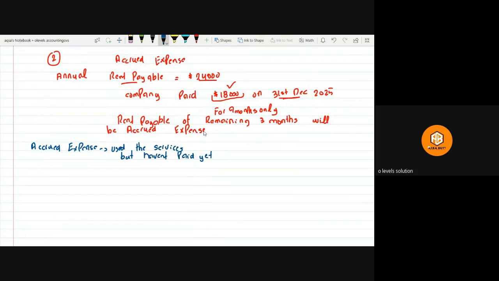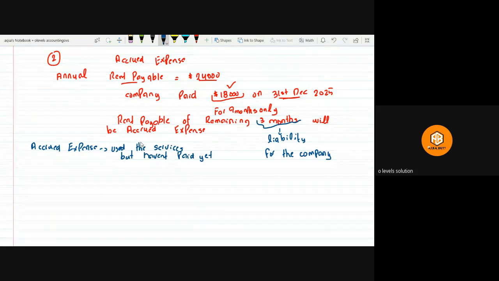But in the income statement, you need to record the $24,000. The matching concept says that you need to write the annual expense, whether you have paid it or not. There is no connection. So this is the real expense. Now the remaining 3 months payment, this is a liability for the company.